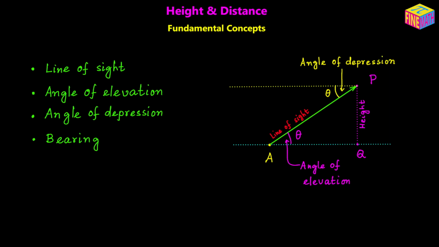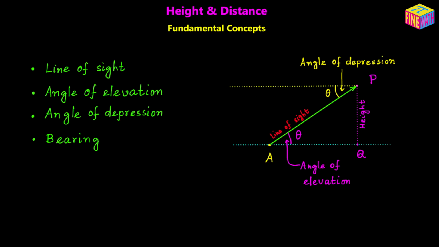And if you think about it, the yellow dotted line and the light green dotted line, both lines are actually parallel because they both are horizontal. And if you consider AP to be a transversal between two parallel lines, then the angle of elevation and angle of depression will be the two alternate angles and they will be equal. So whenever we interchange the position of the object and the observer, the angle of elevation and the angle of depression are exactly equal. I hope it is clear up to this point.